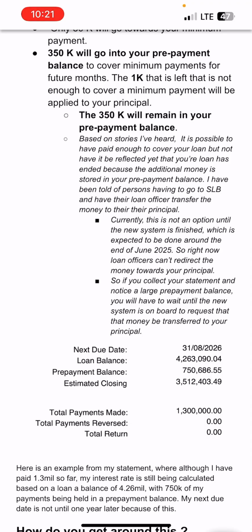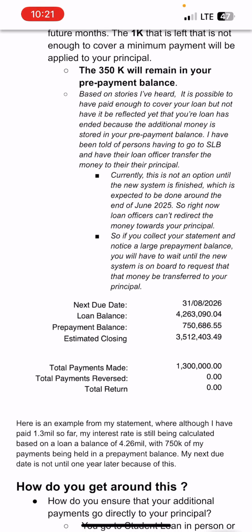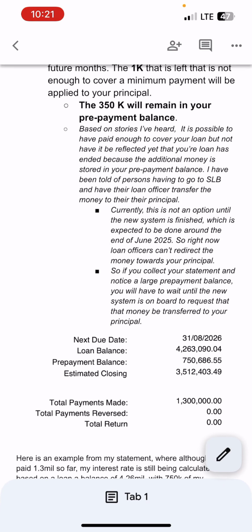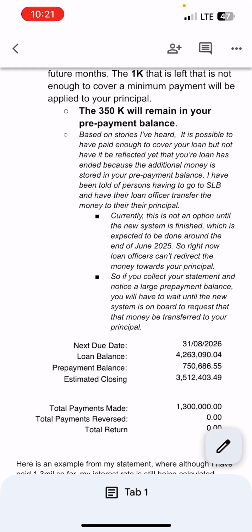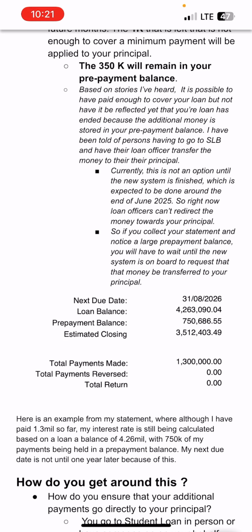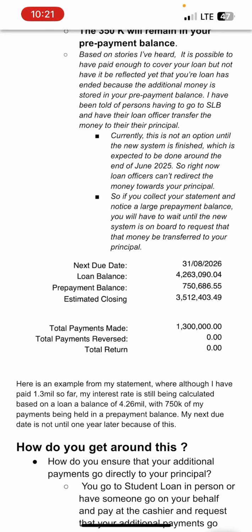That 350k does not go towards reducing your principal because you never paid that at student loan in person. That 350k is going to remain in your prepayment balance. It's going to cover, in your case where you owe 50 a month, another 7 months worth of payments. And then what's left after that, $1,000, that will reduce your principal. So if you were checking your statements, you look at that and you might be alarmed. They might make some phone calls, somebody might explain to you and say, oh, so it go. That's what happened in my case, a long time later after a lot of monthly payments.